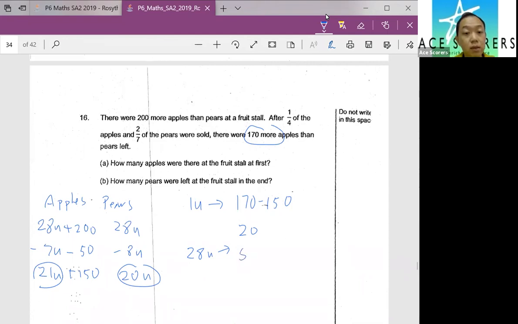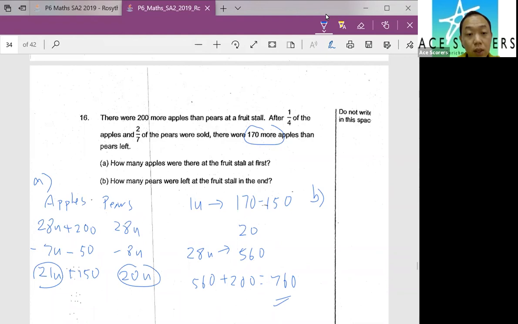560. But the number of apples is 560 plus 200, so 760. Okay, so that's the number of apples there at first. That's part A. And for part B, how many pears were left at the fruit store in the end? Pears at the fruit store.